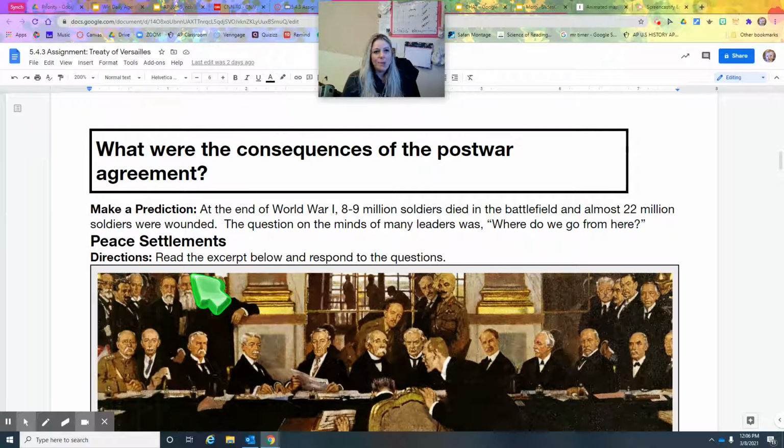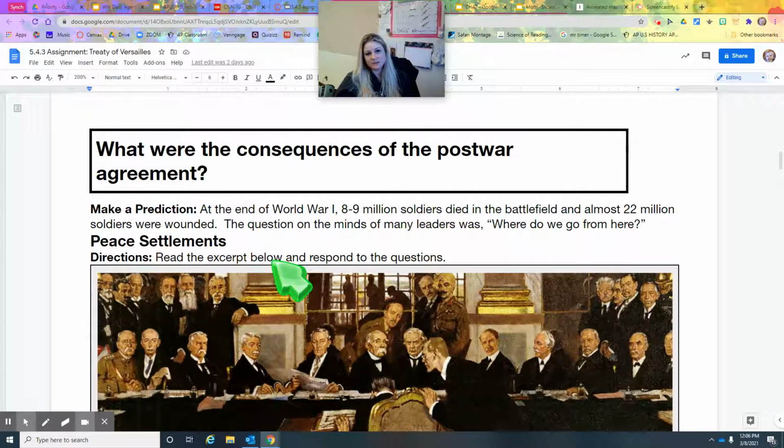Okay, next section. What were the consequences of the post-war agreement? So we're now looking at the consequences of the agreement that was made after the war had ended. Okay, so you are to make a prediction. At the end of World War I, 8 to 9 million soldiers died in the battlefield, and almost 22 million soldiers were wounded. The question on the minds of many leaders was, where do we go from here? So here are the peace settlements.